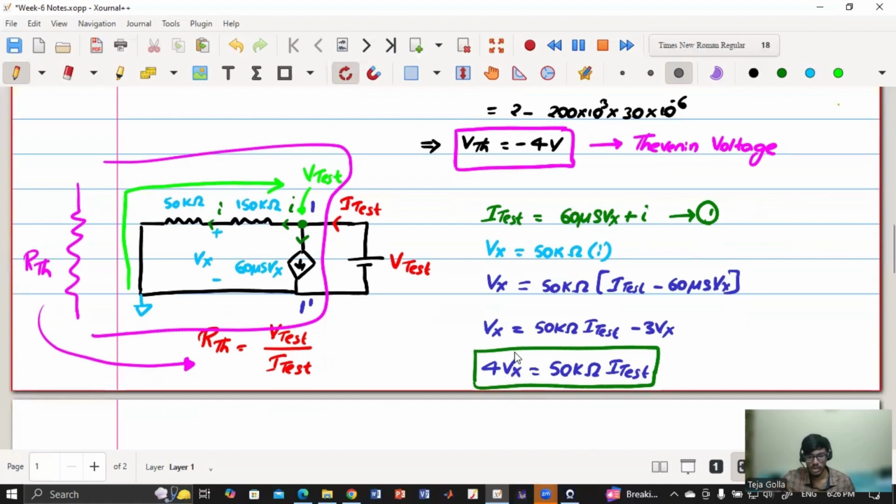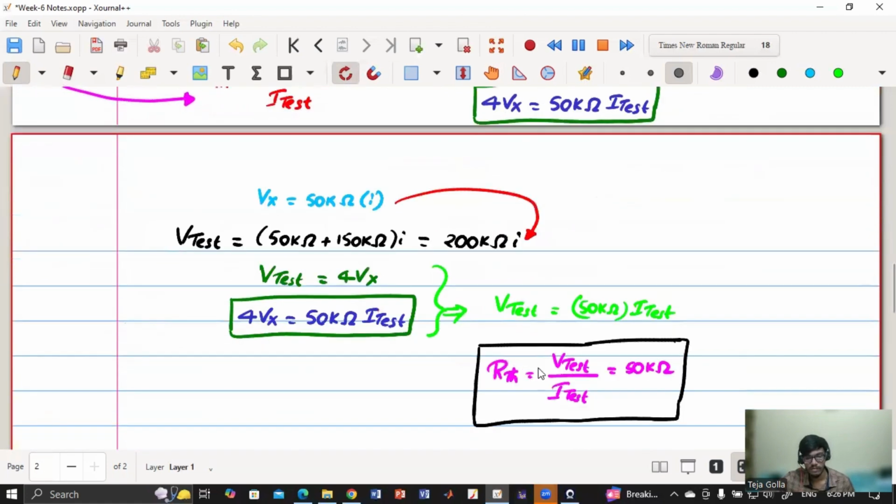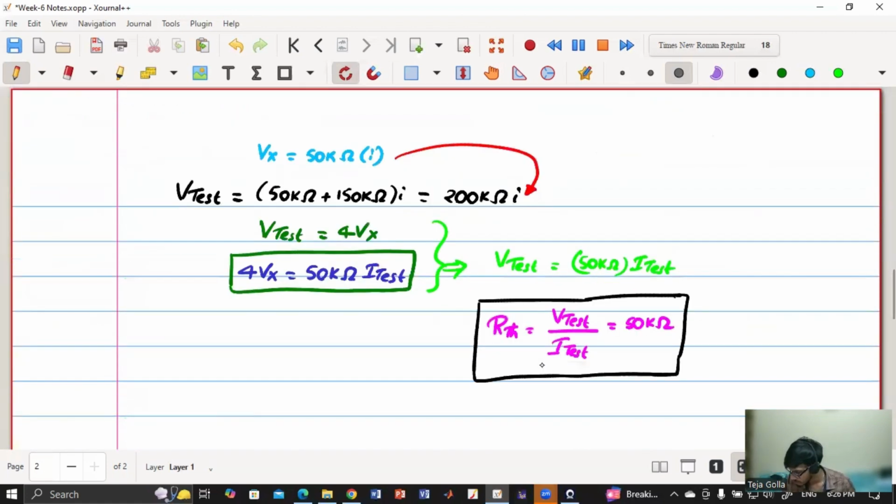Now I have to find a relation between Vx and V test. So once I substitute this, I'll get the ratio of V test and I test. What is the value of V test? V test is nothing but this entire resistance into current. I have substituted the value of current. Then I got V test in terms of 4Vx. Then I have substituted this in this equation, which gave me my RTH, which is also the Thevenin resistance. Is this part clear?